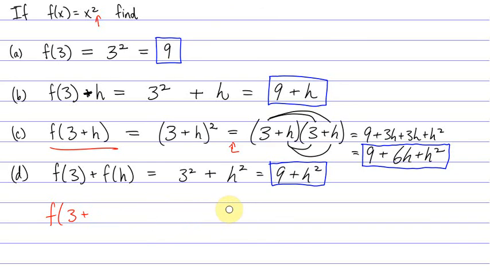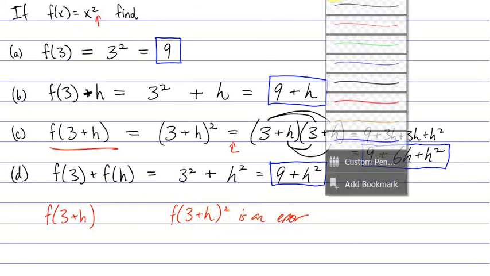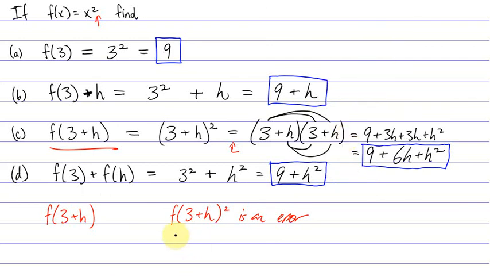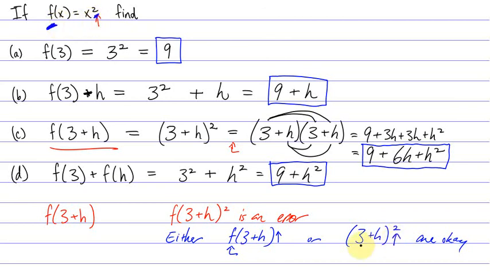The point is, let's write this clearly, right? If you have f of 3 plus h, you don't want to write f of 3 plus h squared. That is an error. And then in blue, let's write what is correct: it is either f of 3 plus h, that's the original question, or 3 plus h quantity squared. Okay, but the point is, it's one or the other. You either have the f with no square there, or because you've applied what f is up here, which is to square its input, then there's a square, but no longer an f.